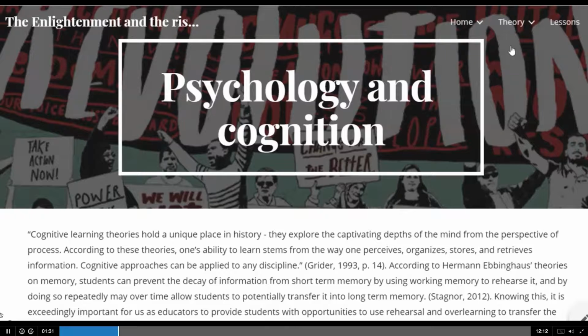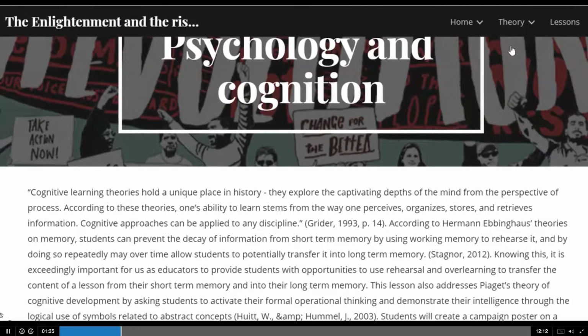In week 1, we focus on psychology and cognition. Cognitive learning theories hold a unique place in history. They explore the captivating depths of the mind from the perspective of process. According to these theories, one's ability to learn stems from the way one perceives, organizes, stores, and retrieves information. Cognitive approaches can be applied to any discipline.